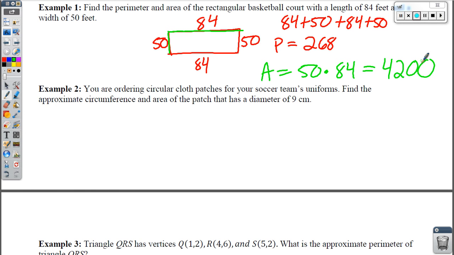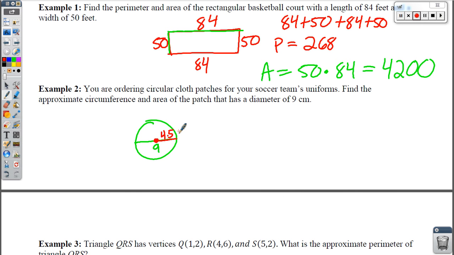Example 2. You are ordering circular cloth patches for your soccer team's uniforms. Find the approximate circumference and area of the patch that has a diameter of 9. So the distance straight through the center is 9. Before we go any further, let's figure out how long the radius is. So the radius, again, is the distance from the center to the outside. So like I said before, the diameter is really twice the radius. It's like having two radii stuck together. So if we take 9 and cut it in half, we're going to get the radius, which is 4.5.